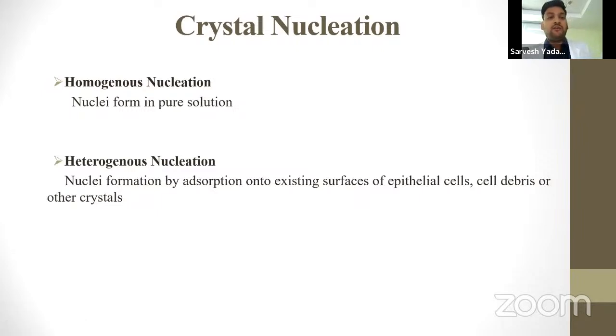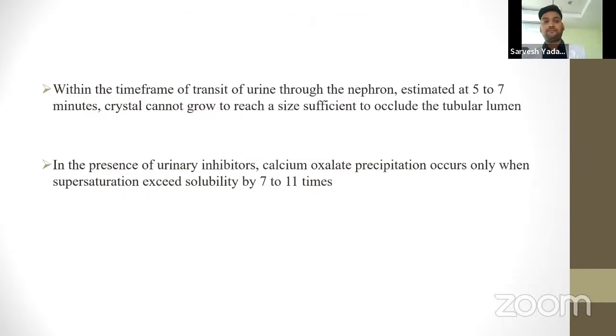Heterogeneous nucleation is nuclei formation by adsorption onto an existing surface, such as epithelial cells, cell debris, or other crystals. Within the time frame of transit of urine through the nephron, estimated at 5 to 7 minutes, a crystal cannot grow to reach a size sufficient to occlude the tubular lumen. In the presence of urinary inhibitors, calcium oxalate precipitation occurs only when supersaturation exceeds solubility by 7 to 11 times.